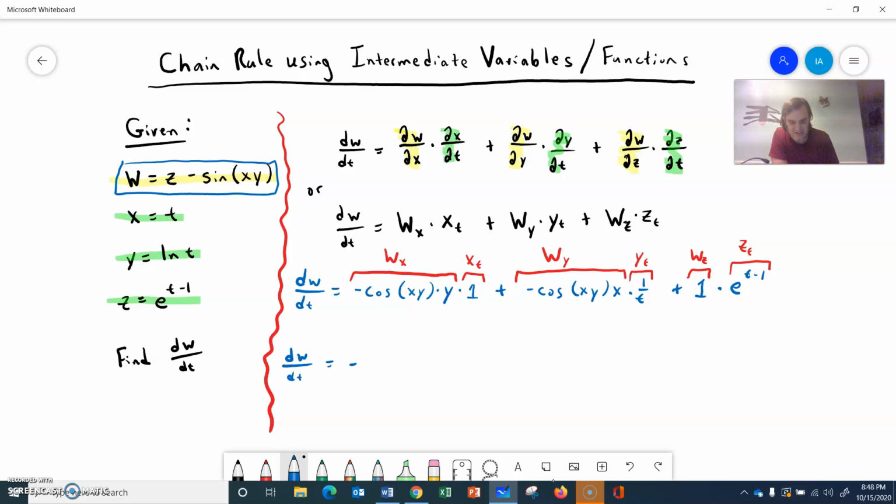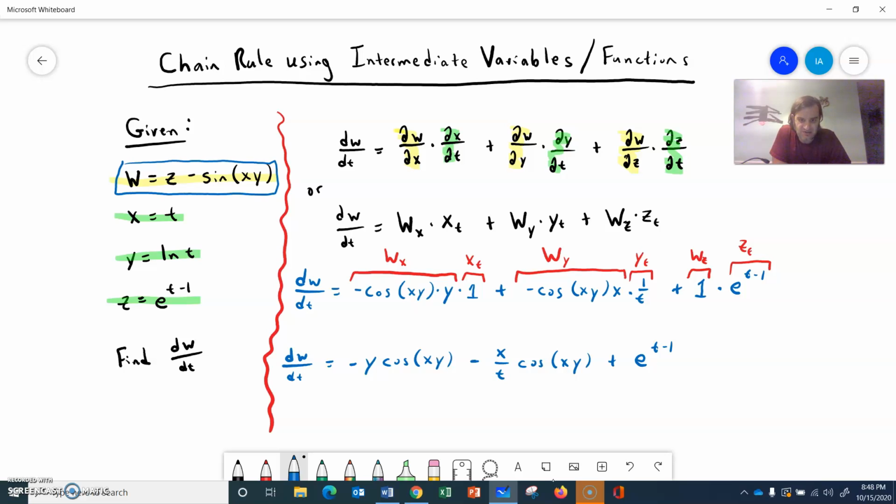So we get negative y cosine of xy, and then minus x over t cosine of xy, and then plus e to the t minus 1. So now this thing is in terms of x, y, could be z, but there's no z there, and t.